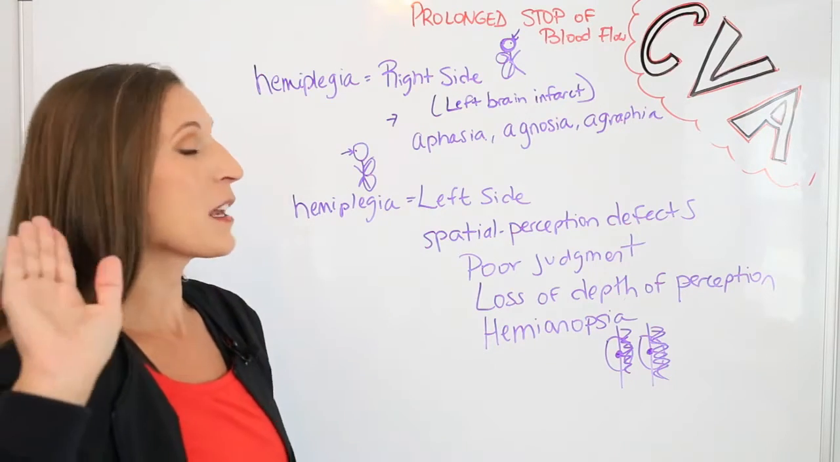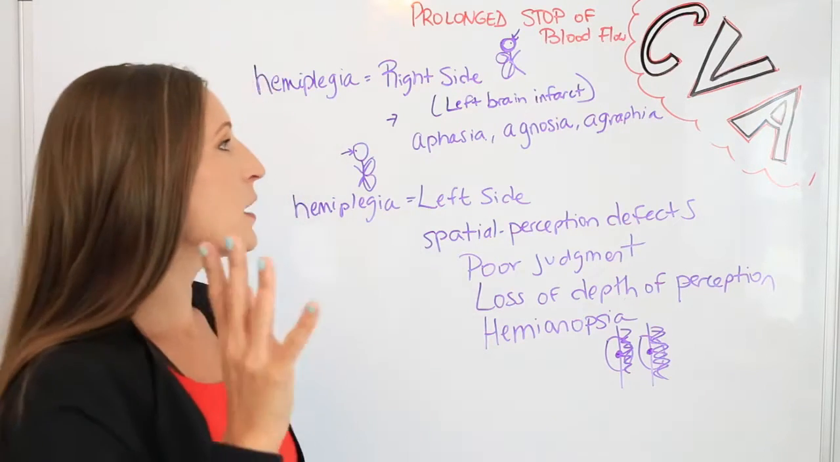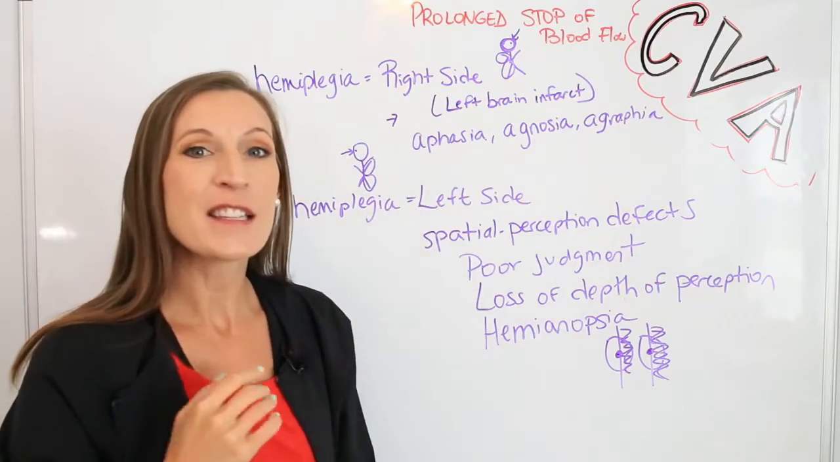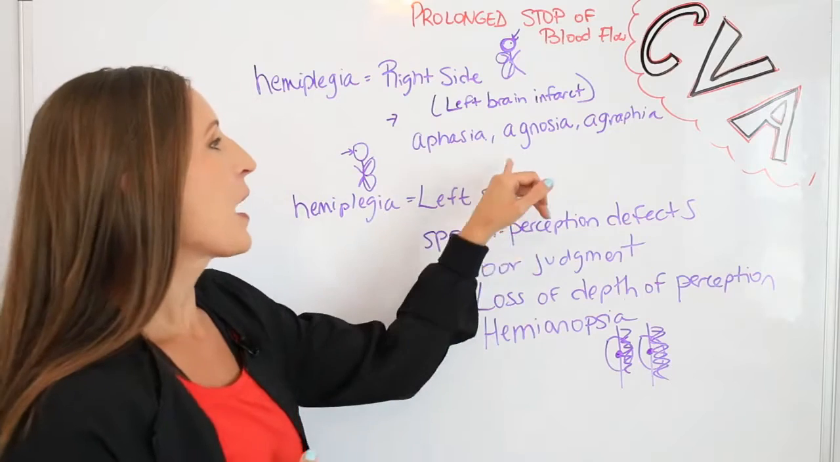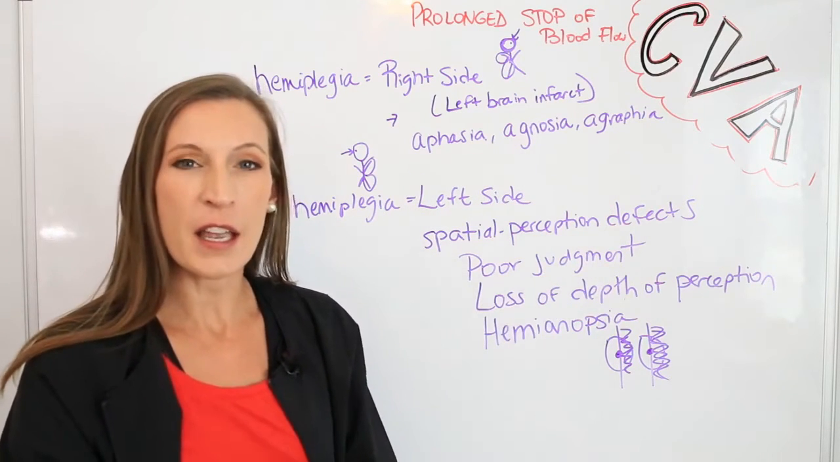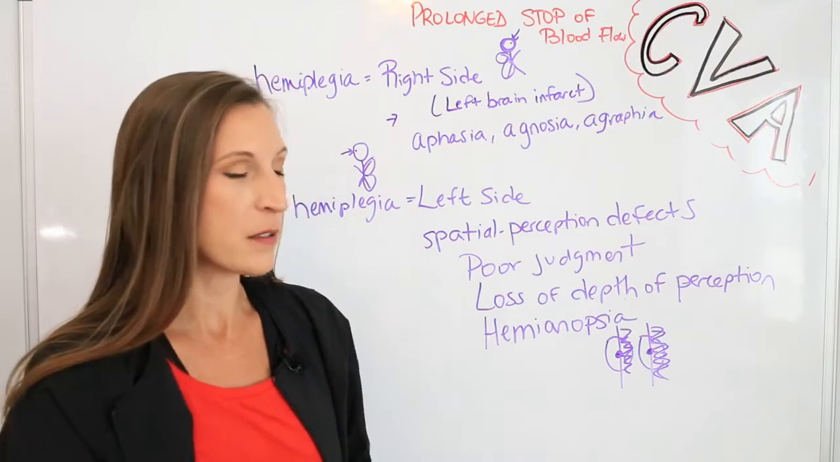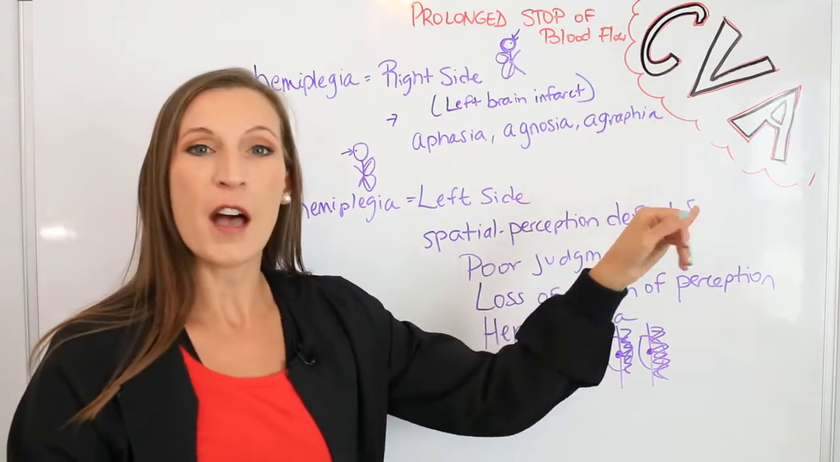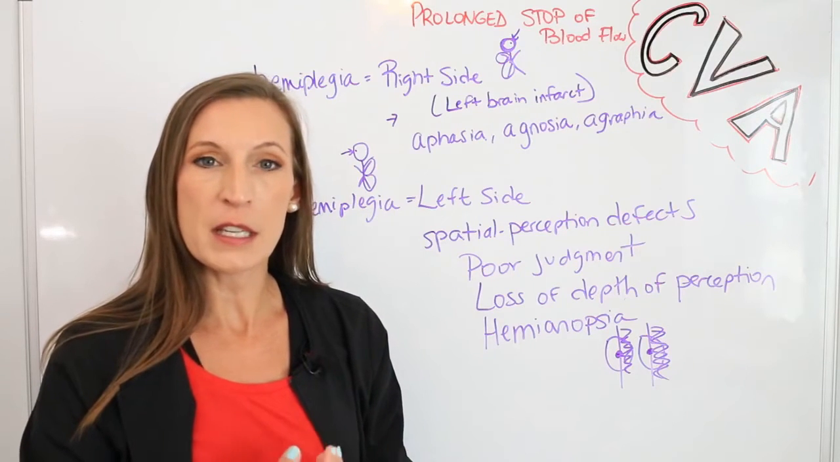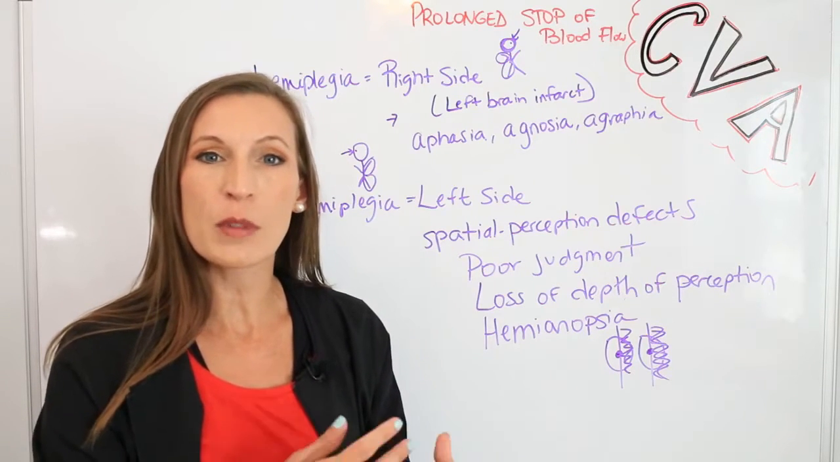With right-sided hemiplegia, you're going to have the 3 A's. Aphasia, can't speak. Agnosia, can't recognize objects and can't recognize smells. And the other one is agraphia, which means you can't write. You've lost your ability to communicate through language.